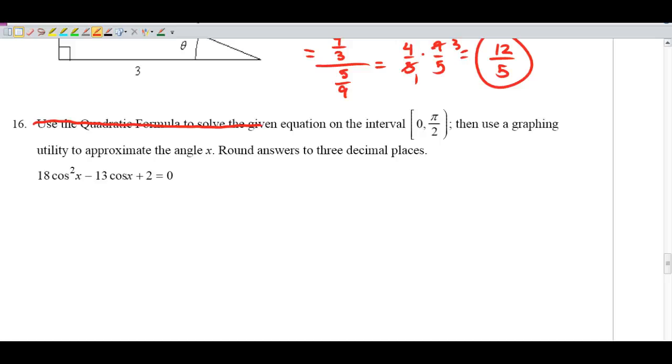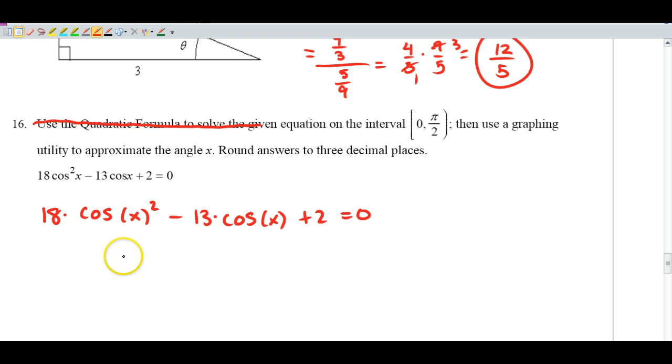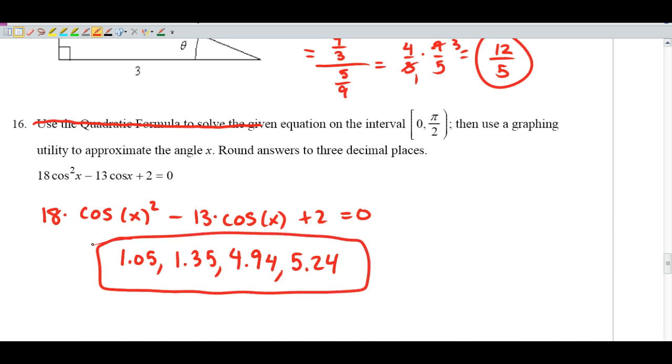And when you do this into the Inspire, don't forget that it has to look like this. 18 times the cosine of x, but then you're going to put the squared right there. Minus 13 times the cosine of x plus 2 equals 0. Now when you find your zeros, you're going to get them as 1.05, 1.35, 4.94, and 5.24.